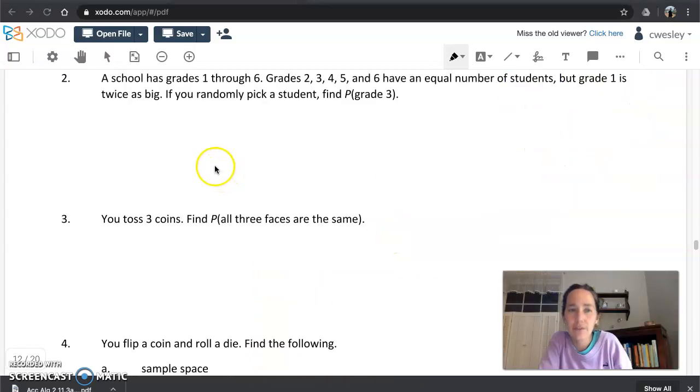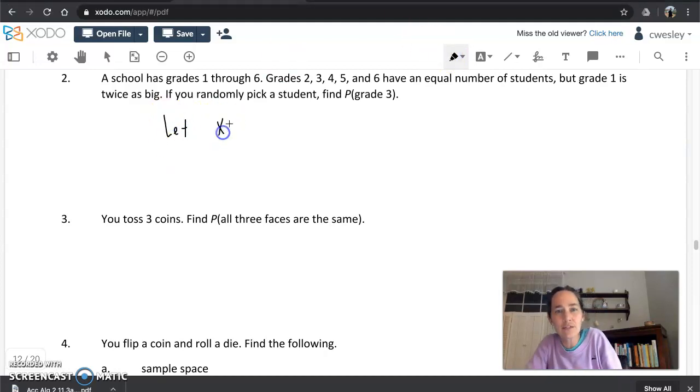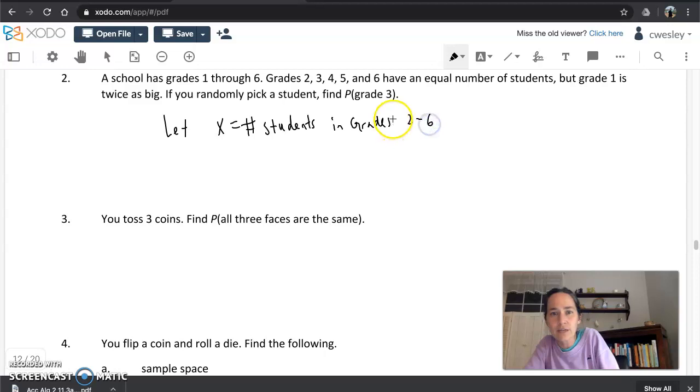Taking a look at number 2, it says you have this school that has grades 1 through 6, and all of these grades have an equal number of students, but grade 1 is twice as big. Now, it doesn't tell us how many students are in each grade, but we probably still should be able to find this probability. So maybe since I don't know how many are in each grade, sometimes in algebra, we'll just call that x, right? We'll say let x equal the number of students in, let's say, each of those grades. So in grades 2 to 6, each grade 2 to 6. That would mean how many students, number of students, are in grade 1?